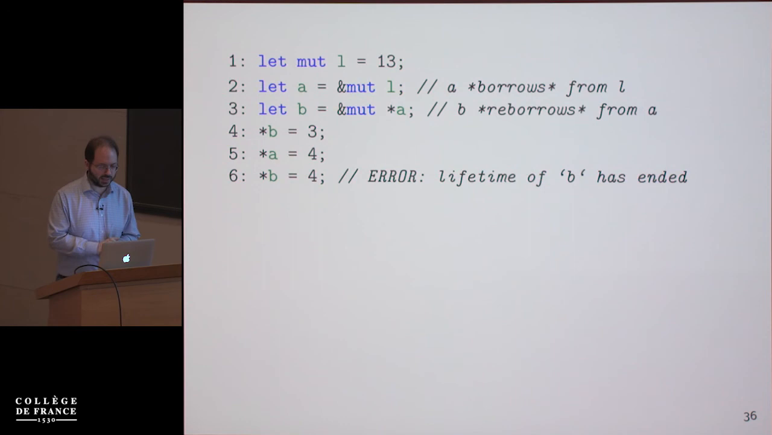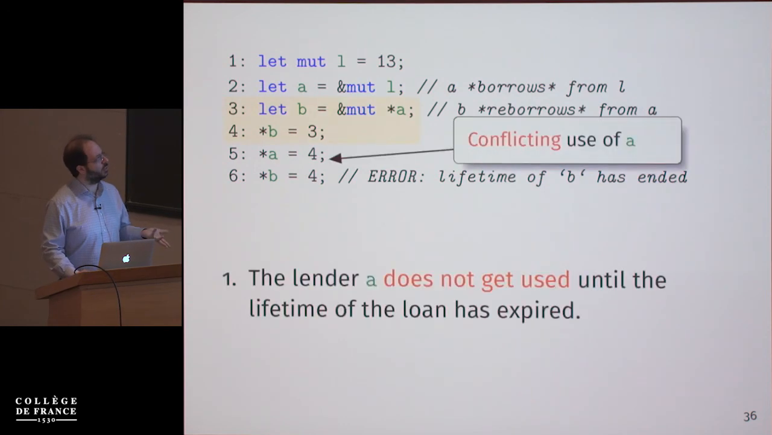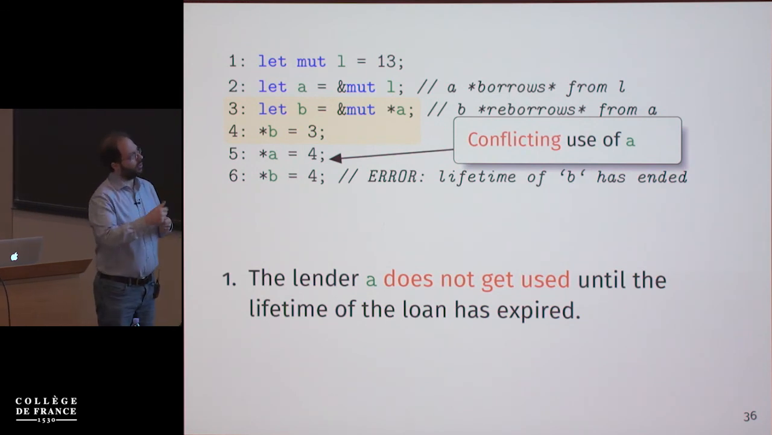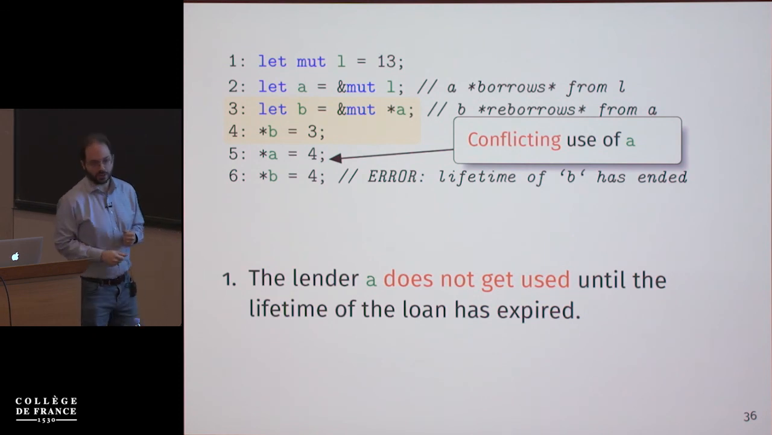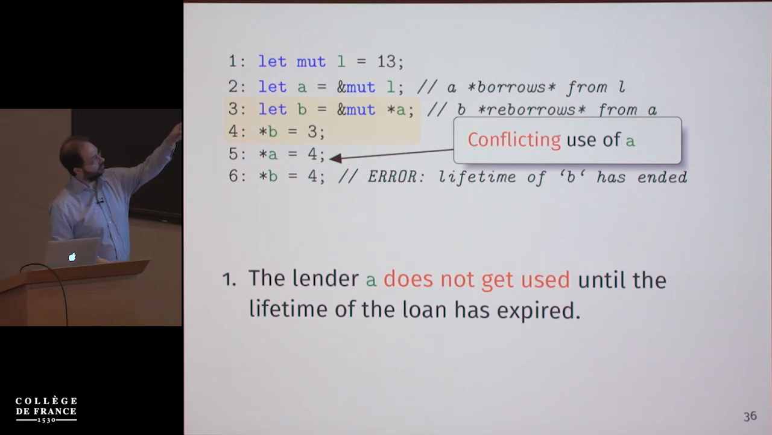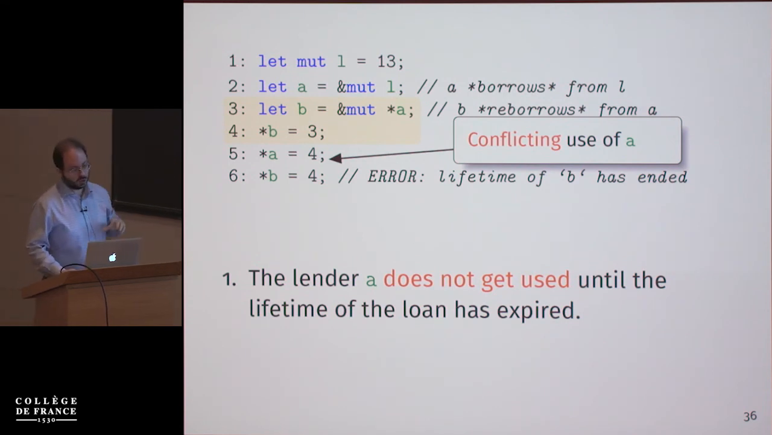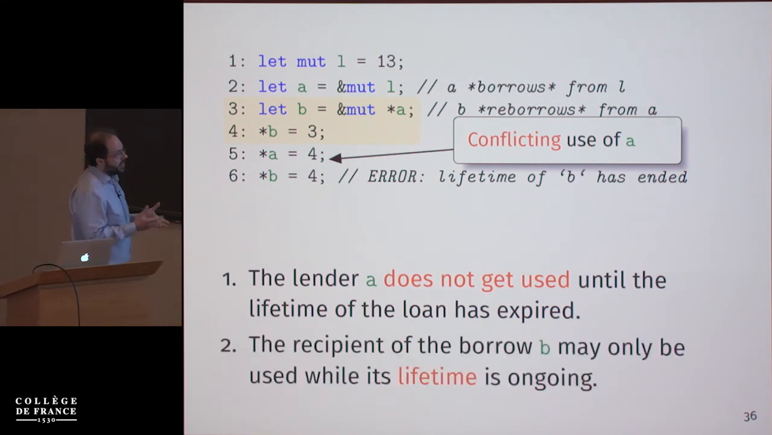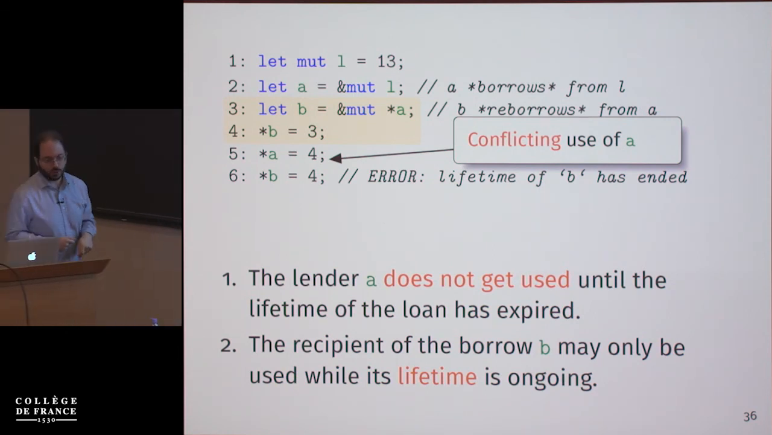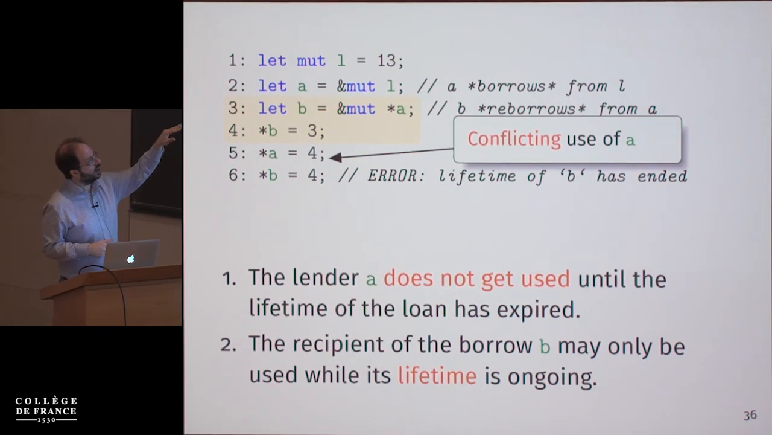So to understand why it's saying that, you have to understand the basic principles of the borrow checker. One of them is that when I lend you something, when I lend you a reference, I should not use it again until the lifetime of that reference has expired. Okay, so that means that when A is accessed in line 5, that must mean the lifetime of B is over. Okay, correspondingly, B, the recipient of a borrowed reference, should only use it while the lifetime is ongoing. So since the lifetime is over at line 5, when we try to use B again at line 6, that's a violation of point 2.